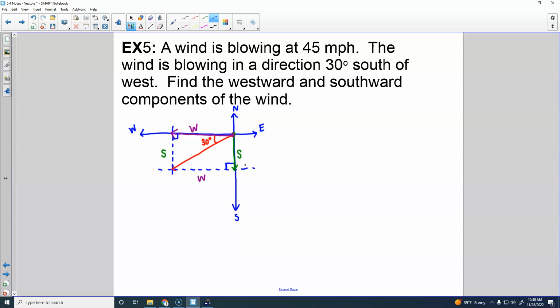So you can look at whatever triangle you would like, but I am going to focus in on this triangle right here because that's the one that has that 30-degree angle. I know an angle of that triangle. And I forgot to label. I need to know a side. What side do I know? I know that that hypotenuse right there should be 45.